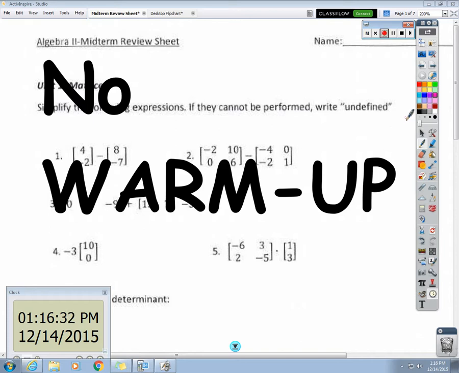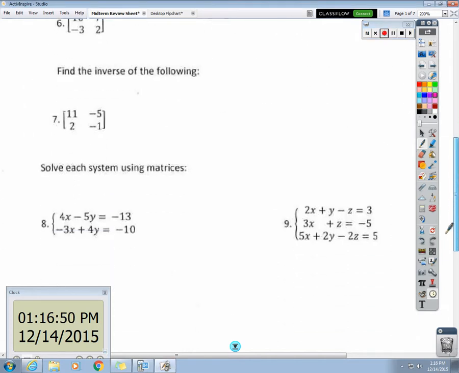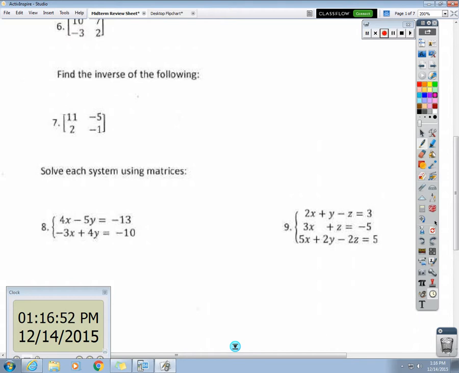Okay, so Friday we went over the 10 questions from Unit 1 and the 10 questions from Unit 2. However, after working out the actual midterm this morning, I feel like I need to go into some more detail on 2 of those questions. So let's look at page 1, number 7. Find the inverse of the following.